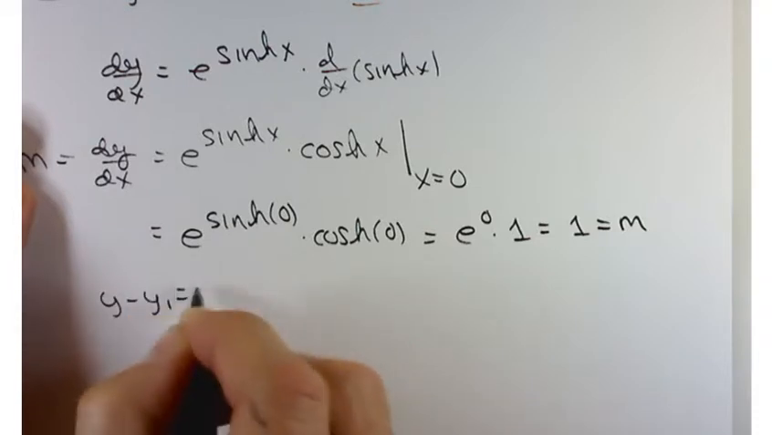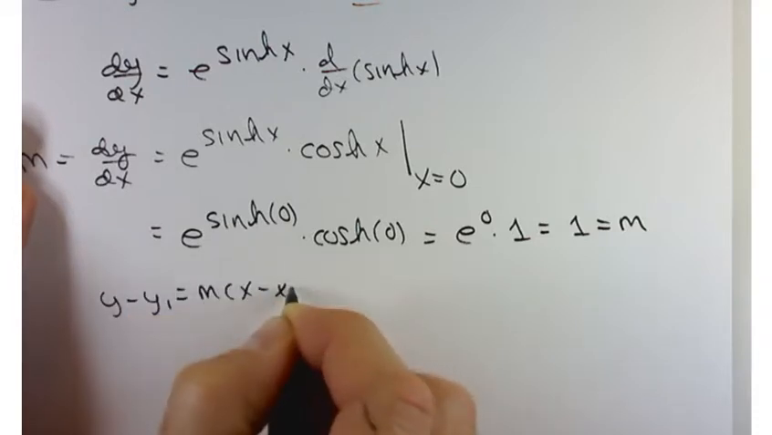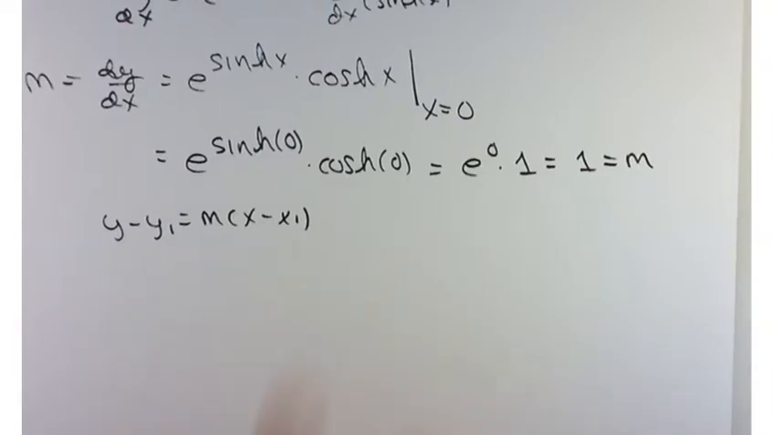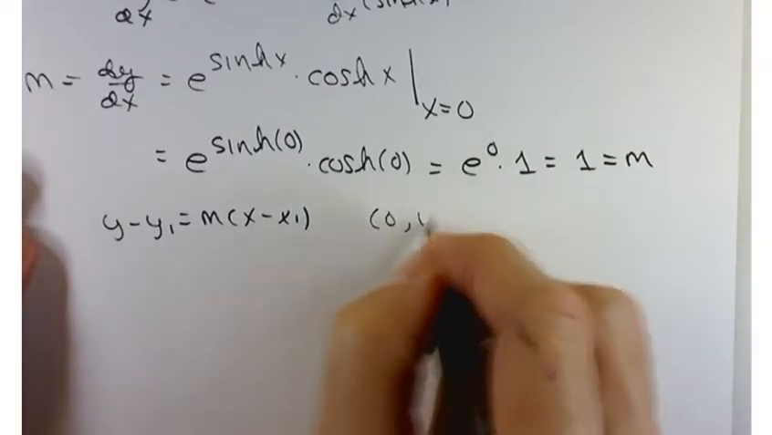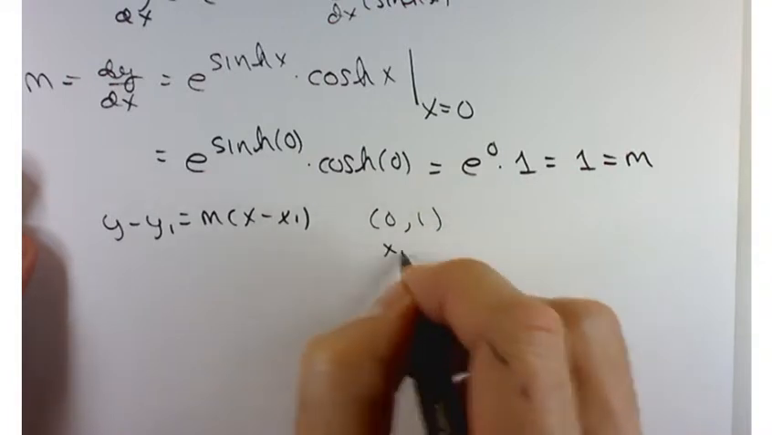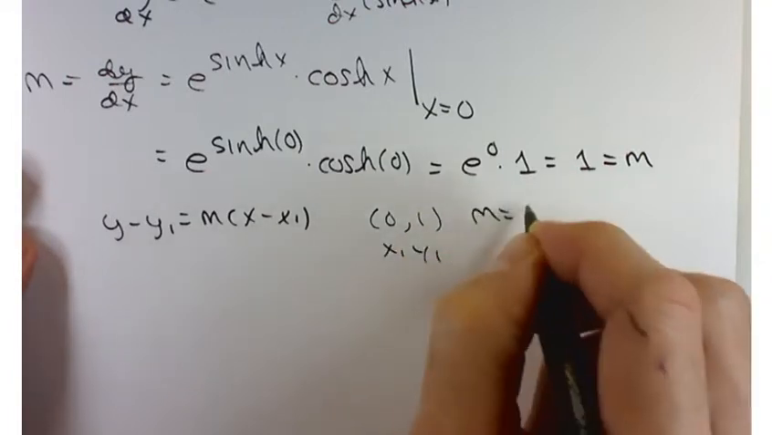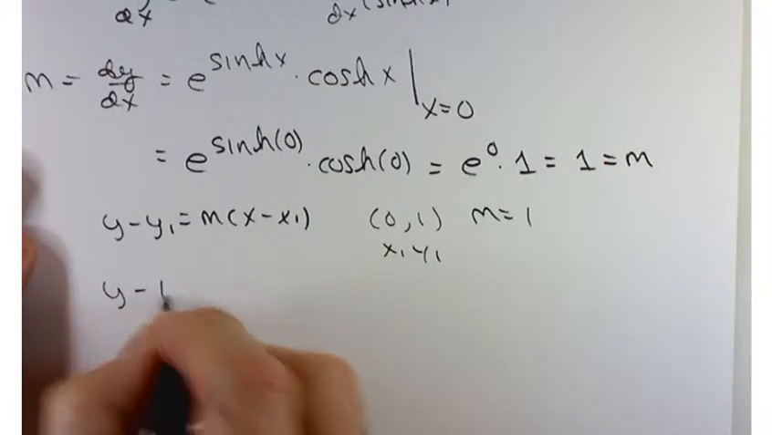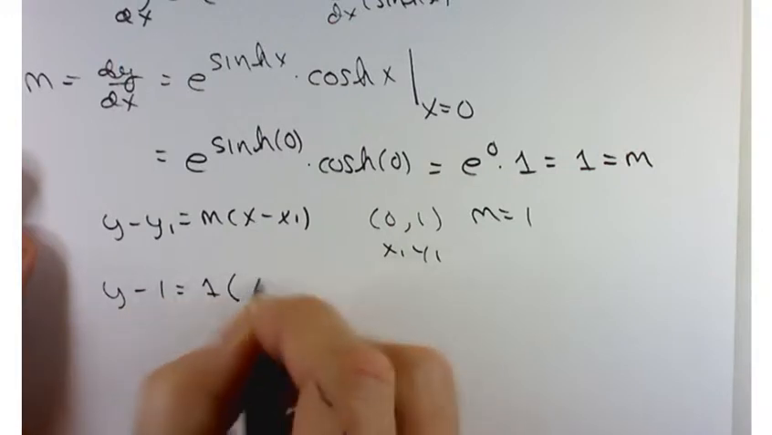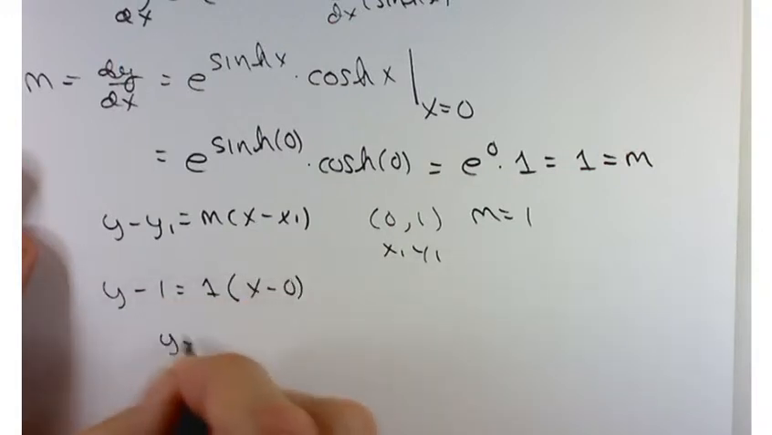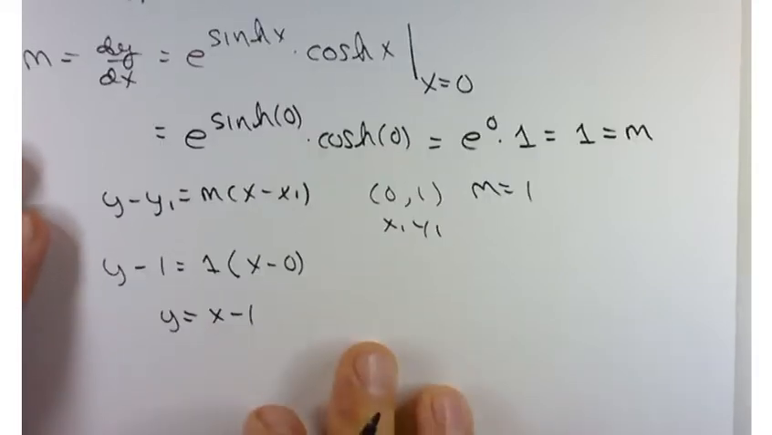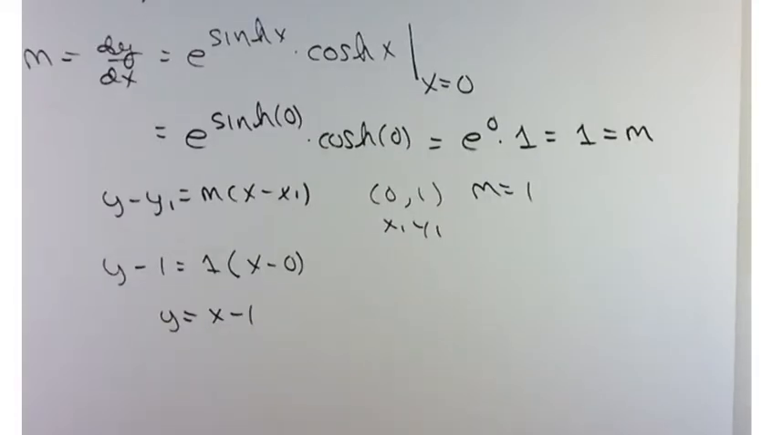We've got our slope, we've got our point. y minus y1 equals m times x minus x1. I sincerely hope that one's memorized. (0, 1) is your (x1, y1), and the slope is 1. y minus 1 equals 1 times x minus 0. So y equals x plus 1. Yay! There's your tangent line.